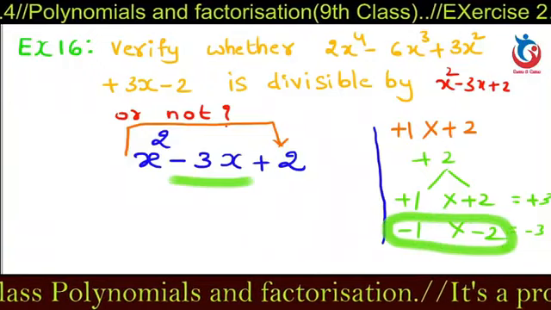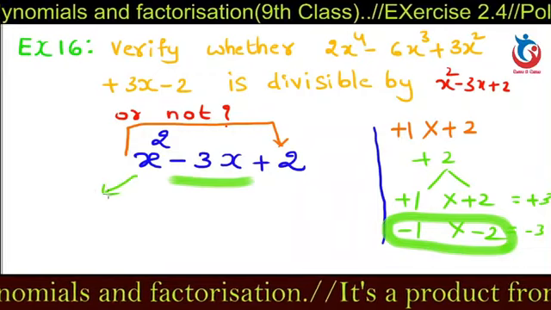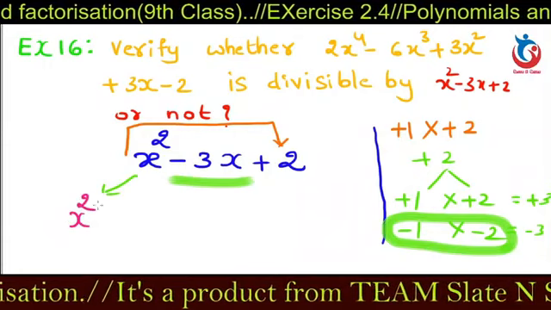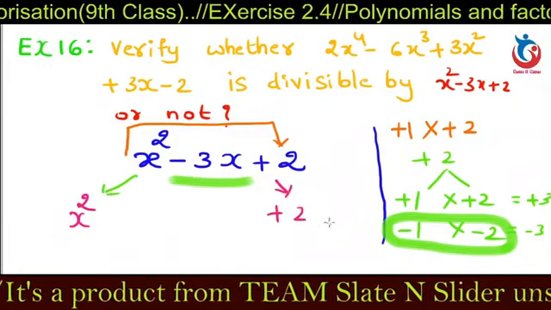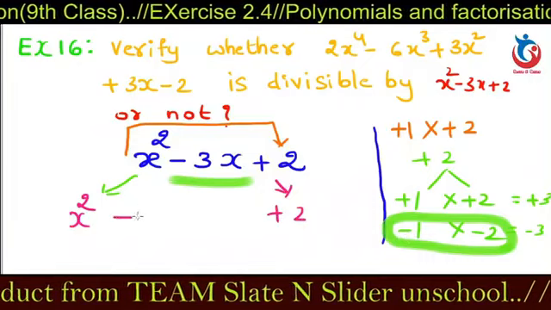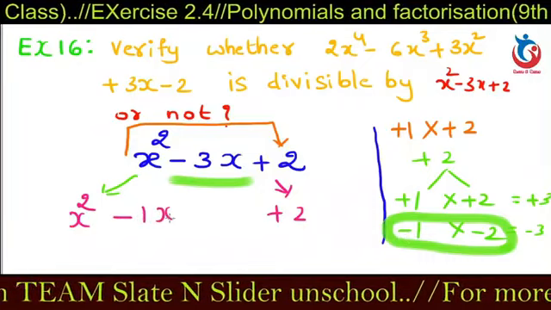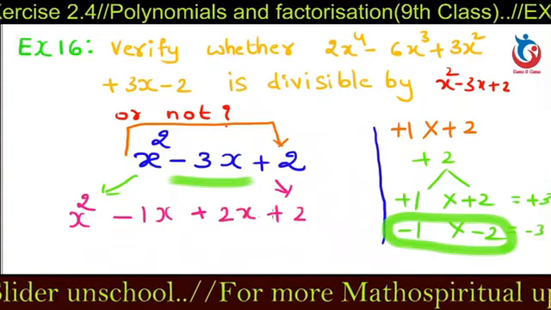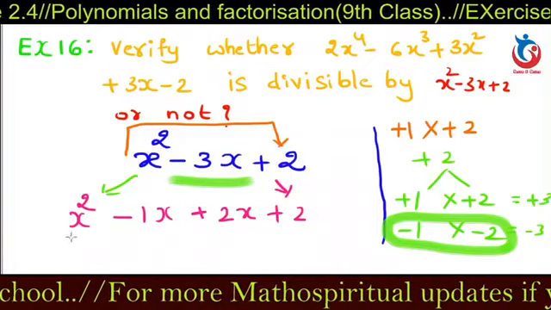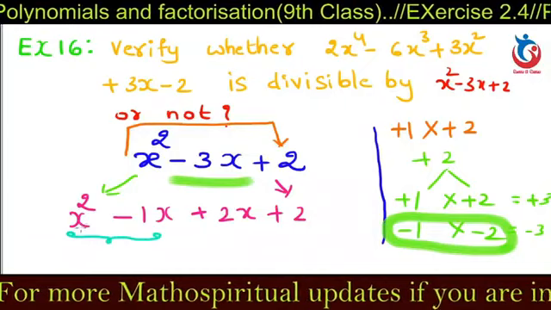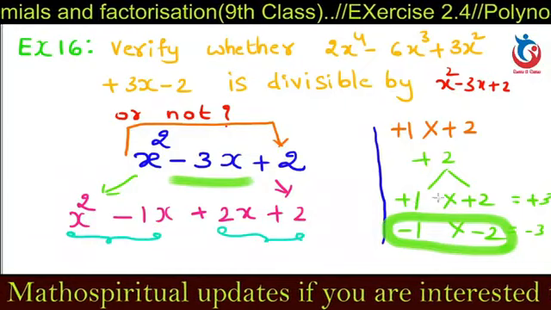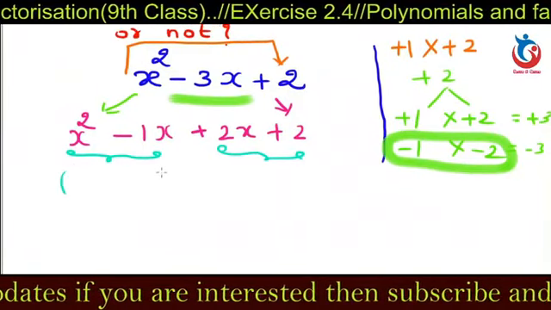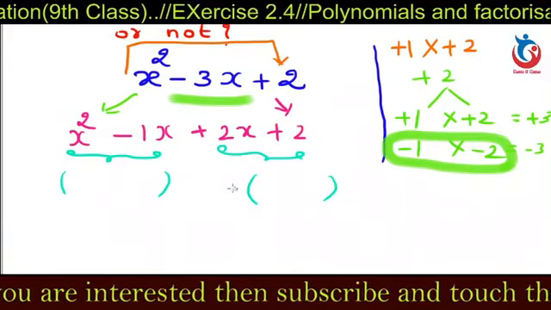Okay, so write x square, and write this plus 2, and in the middle write minus 1x. Actually we won't write 1, but for better understanding I am writing the 1, and plus 2x. Afterwards we have to write these two as a set and these two as a set. So next we have to keep the brackets. Here also we keep the brackets and leave some space between.